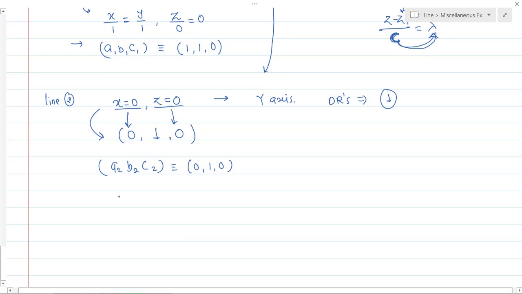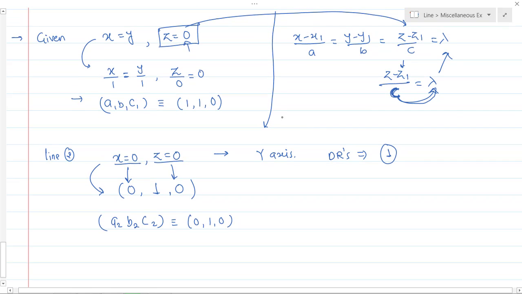Now let's follow the same method. What is the parallel vector to this line? This is i plus j plus 0k, and what about this? This is 0i plus j plus 0k. This is my b1 bar, and this is my b2 bar. Let me write that b1 bar and b2 bar here.